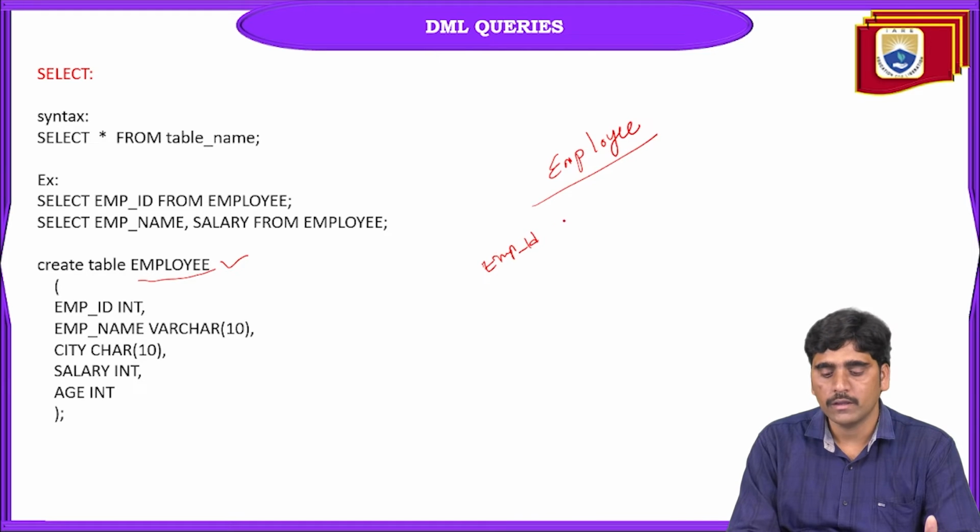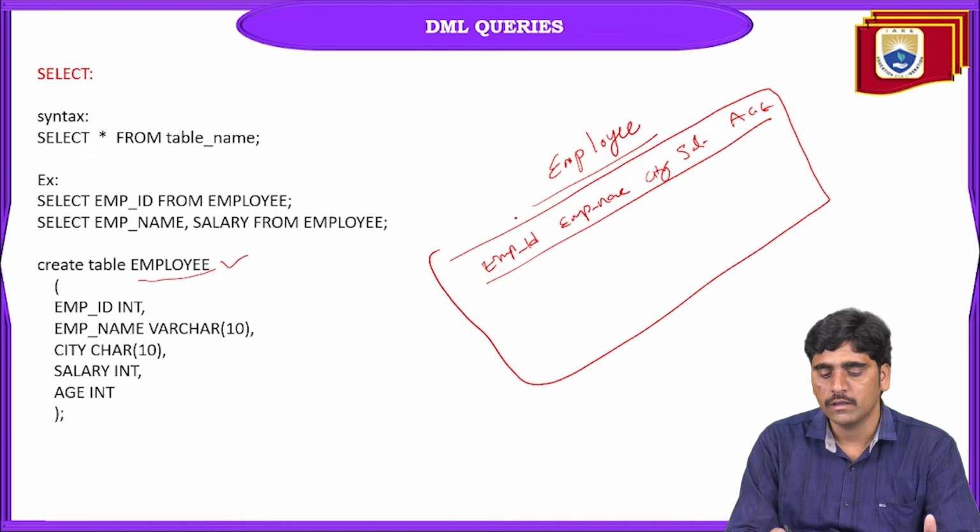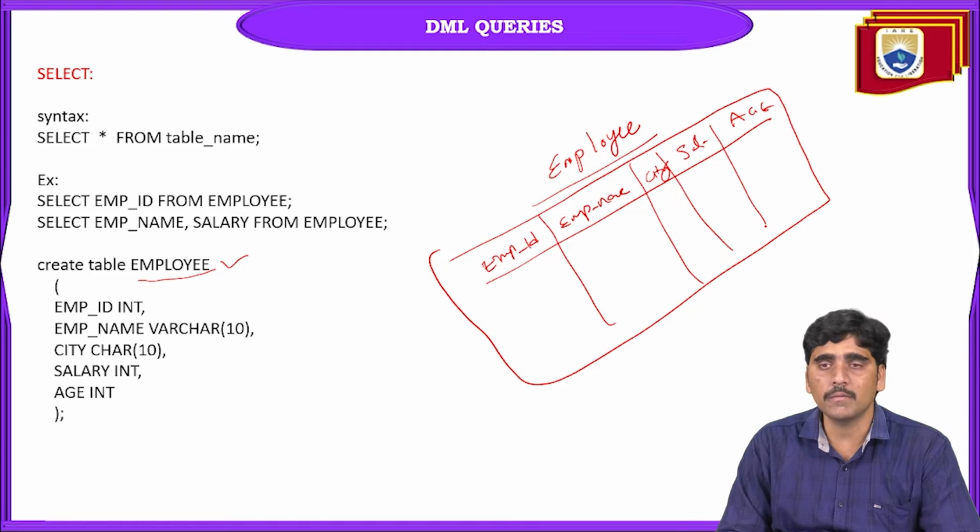Employee ID, employee name, employee city, employee salary, and employee age. So these are all the 5 columns that I am going to create in the employee table.